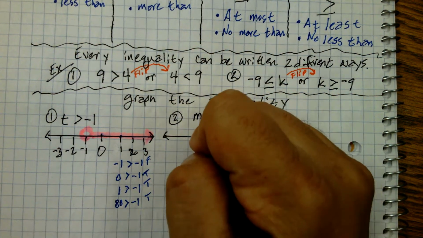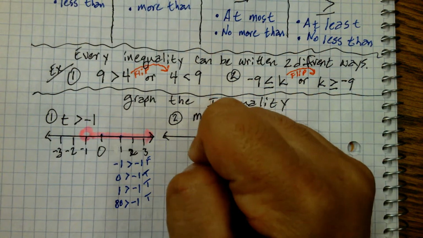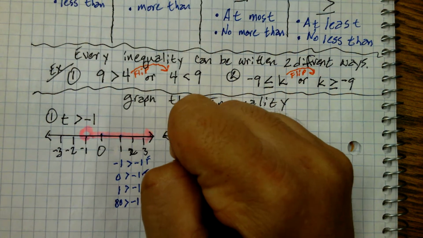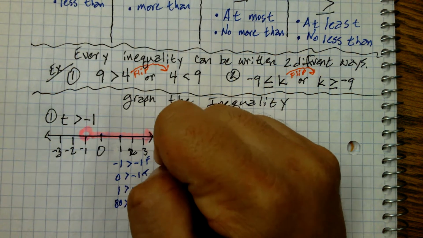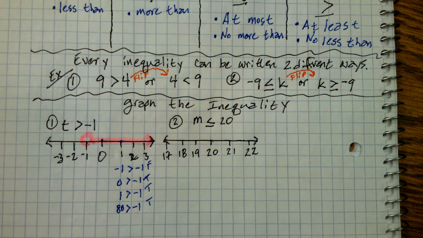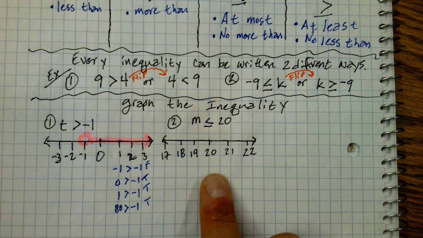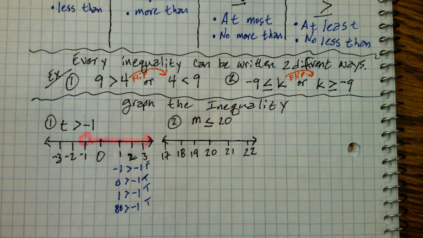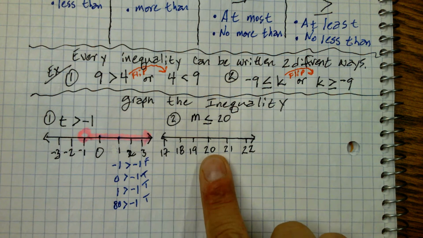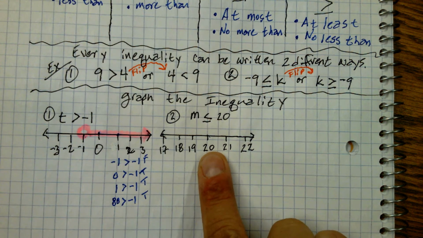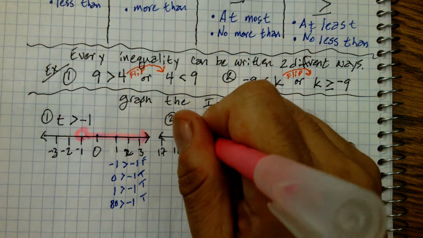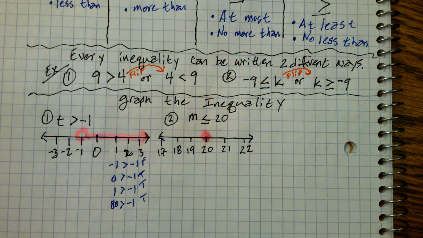And then the numbers lesser than that: 19, 18, 17, on to negative infinity. Now, we want all the numbers 20 or smaller. So can 20 be one of the answers? Is 20 less than or equal to 20? It's equal to, so that qualifies it. So that means we don't put an open point like a circle, we put a dot, a big old dot.